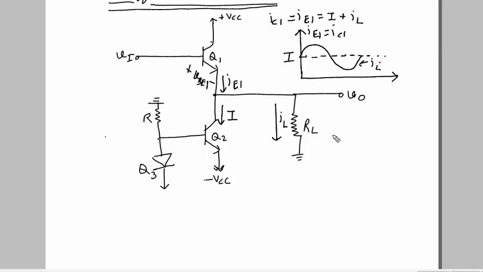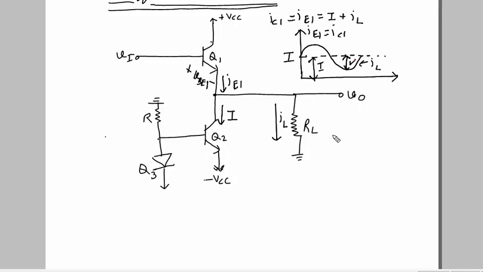Now suppose this value is the amplitude of the largest negative load current. So this I must be greater than this largest negative load current. Since the emitter current IE1 equals I plus IL, the bias current I must be greater than the largest negative load current, otherwise Q1 will go to cutoff and then class A operation will not be maintained. So this is one important concept here: I should be greater than the largest negative load current.